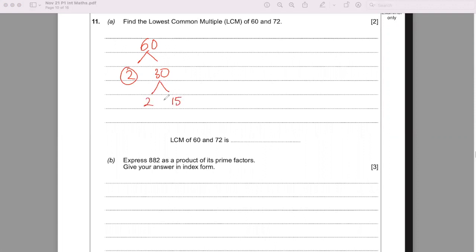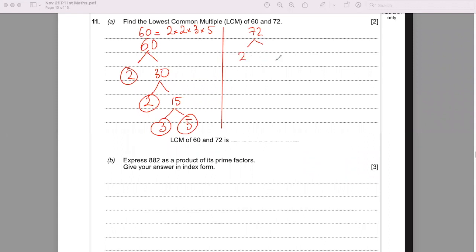2 and 15, and 2 is a prime number, circle it. 3 and 5, so they're both prime numbers, so that 60 would be 2 times 2 times 3 times 5. Okay, now we're going to do the next one, which is 72. So 72, you can start with 2, or you can start with 6, or you can start with 4.